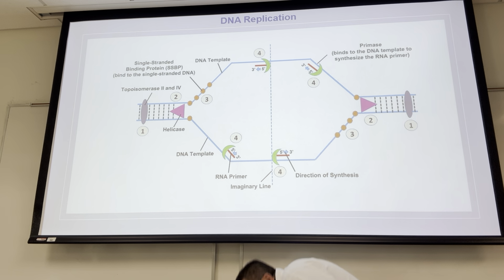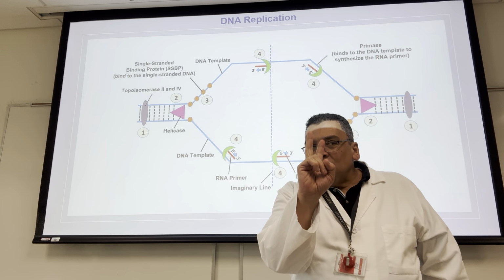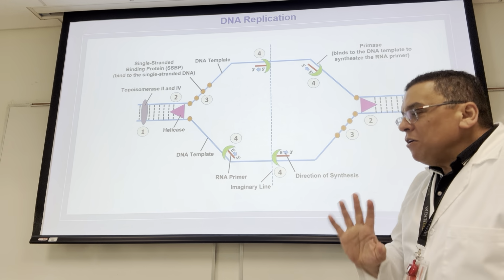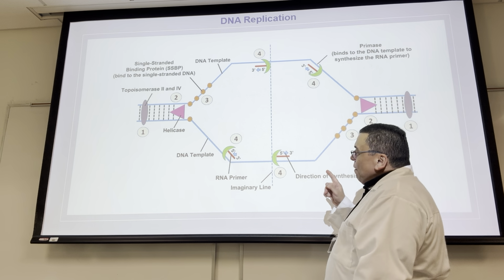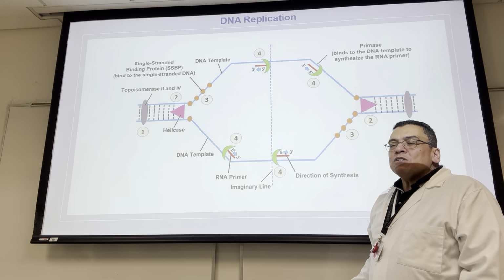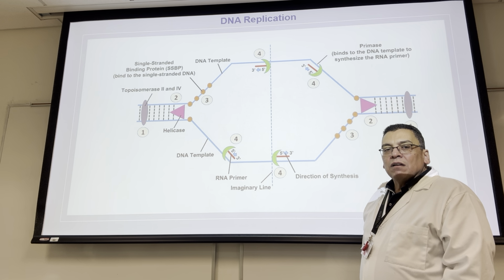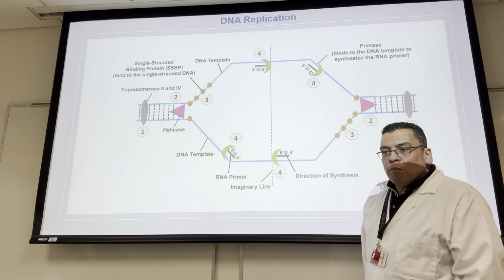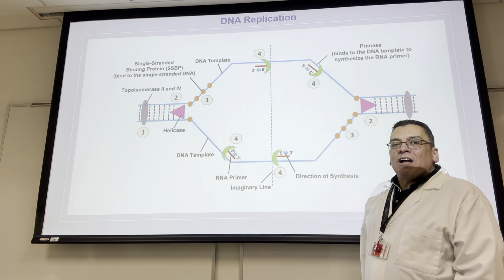So, that primer does 2 jobs. Nice question on the exam. That primer does 2 jobs. Number 1, it tells DNA polymerase 3 where to start. And it also provides it the hydroxyl group that it desperately needs to attach the first nucleotide to.